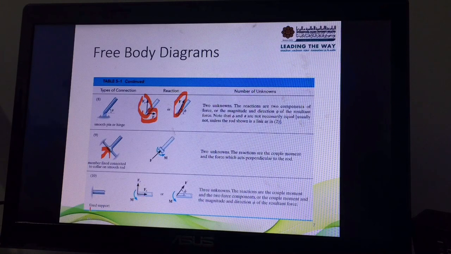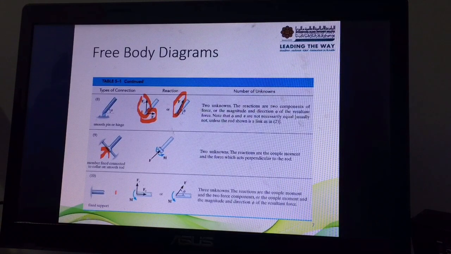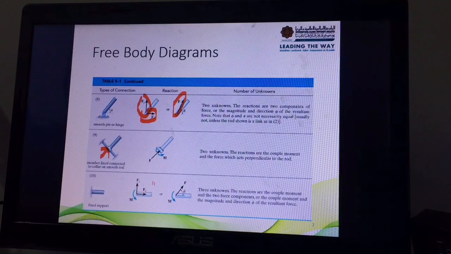All right. For fixed support, this is another type of support reaction, which is very common actually. For the support reaction, just bear in mind that you have these two Fx and Fy like before, like the smooth pin, but you have an additional couple moment here. All right. So there are 3 unknowns.